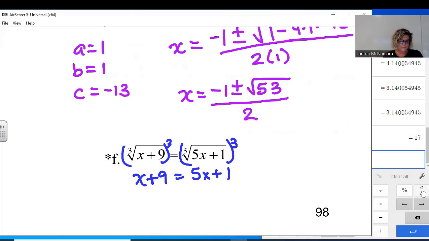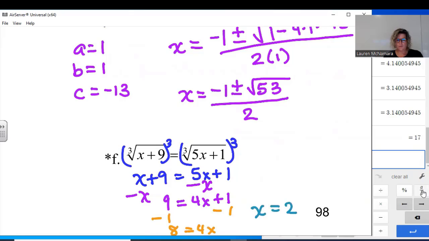Solve here. So I'm going to go ahead and subtract x from both sides. So I have 9 is equal to 4x plus 1. Then subtract 1 from both sides. And then I have 8 is equal to 4x. Divide both sides by 4. And then I get x equals 2. So now I'm going to check my solution.